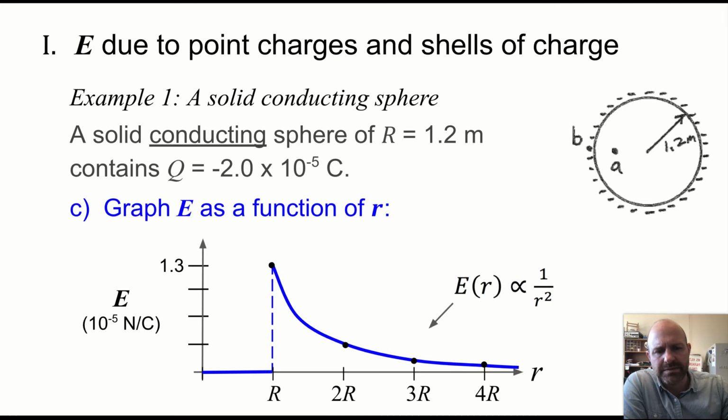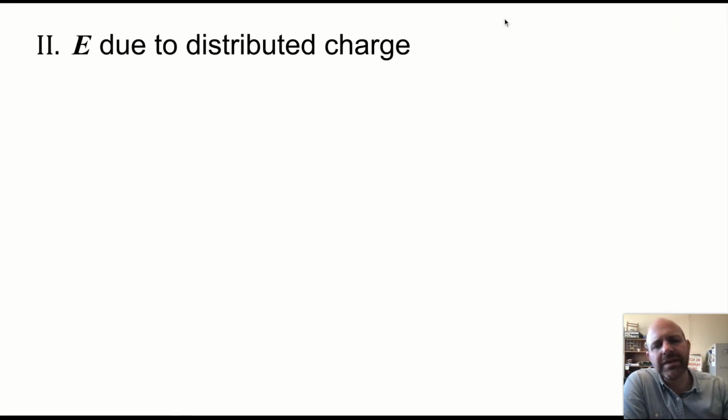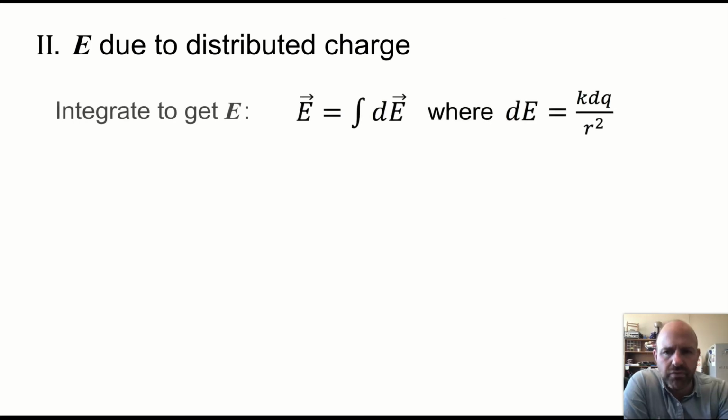Right? It's proportional to 1 over R squared out there. So let's look at the second method. And we're going to use this basic idea that the total electric field is the sum of the little bits of electric field.